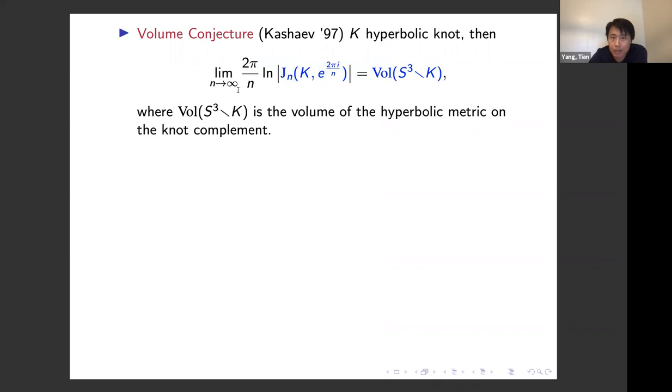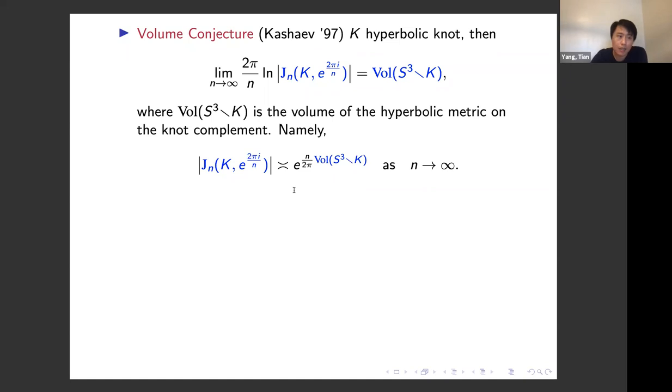So on the left-hand side, we are essentially computing the exponential growth rate of this sequence of numbers. And on the right-hand side, we have the hyperbolic volume of the complement of this knot. In other words, the norm of the values of the colored Jones polynomials evaluated at a suitable root of unity grows exponentially in the index n, and the growth rate is the hyperbolic volume of the knot complement. So this is the volume conjecture. I think it's one of the central problems in low dimensional topology, maybe only second to the four dimensional smooth Poincaré conjecture. So it's a very important one.